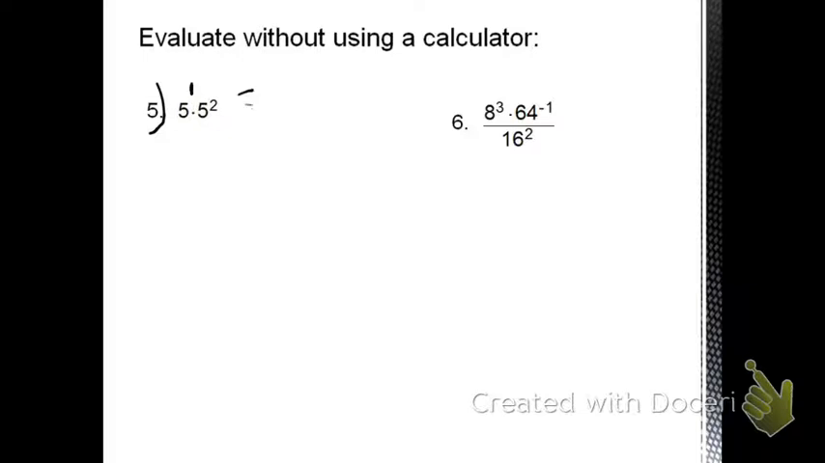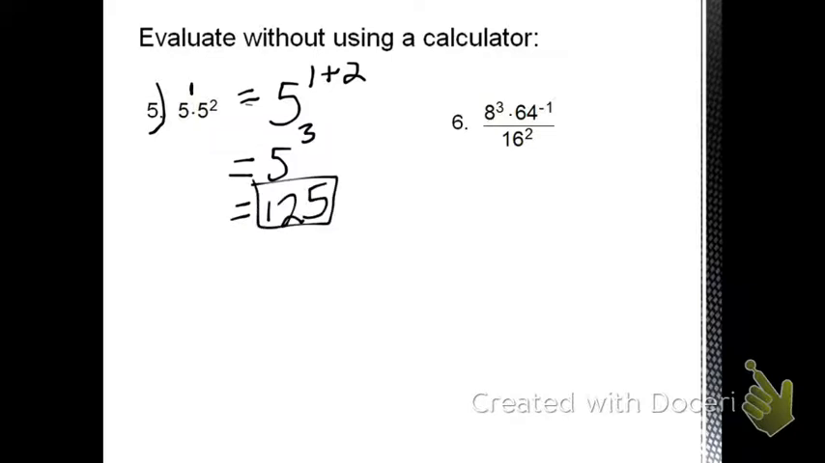So just like in one of our properties, when you have the same base but different exponents, you add those exponents together. So this is the same thing as 5 to the 1 plus 2. The answer is 5 cubed. Look on your power chart. The answer is 125. Boom. Not bad, right? Look at number 6, though.